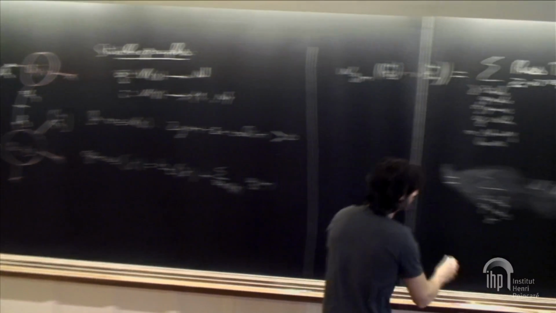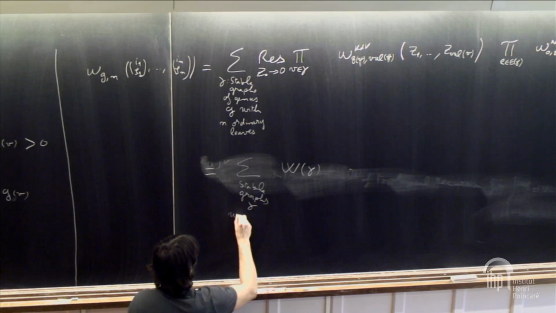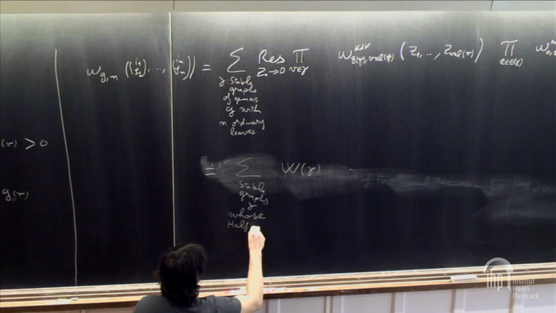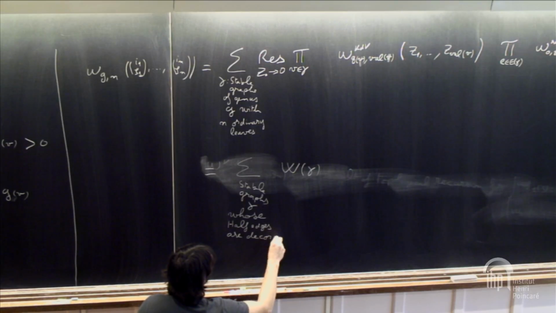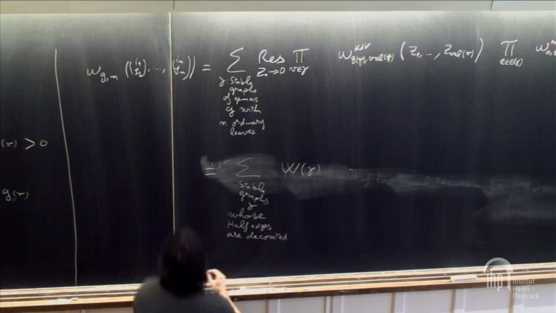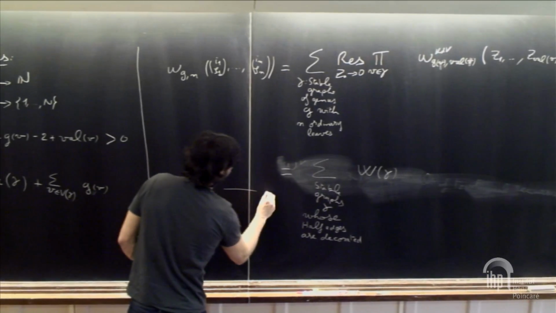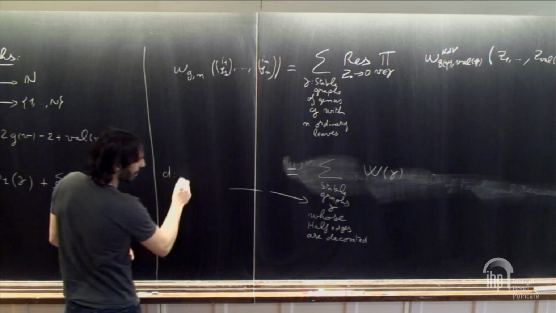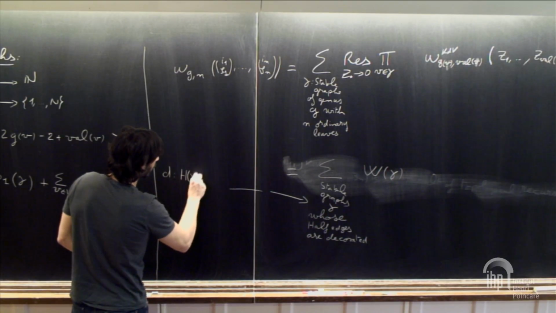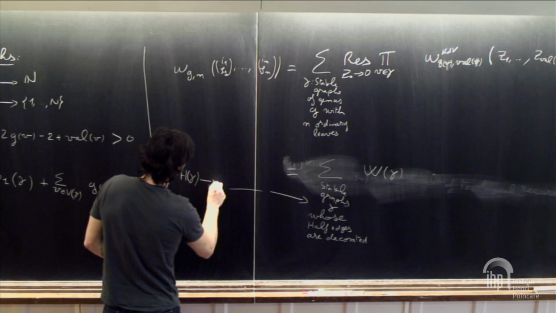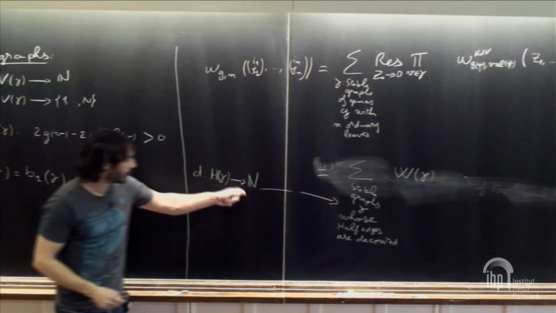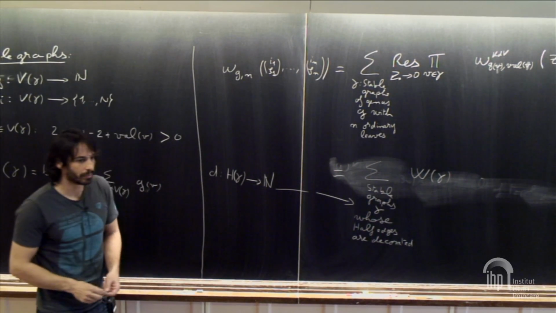So this is a sum over a stable graph whose half edges are decorated. And in the following sense, it means that I've got a degree, which is a map from the set of half edges of gamma to the set of positive integers.